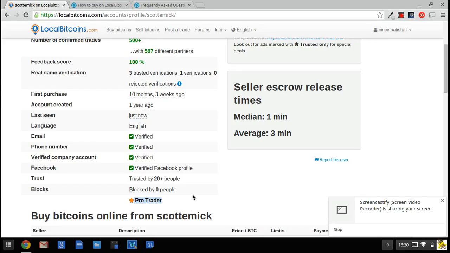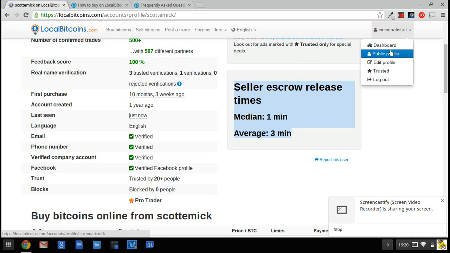LocalBitcoins gives away pro trader status for anybody that sends them booze and hookers. That means nothing anymore. And then blocks, people get blocked. As long as it's just 1, 2, 3, 4 blocks, I wouldn't really worry about it. This though, right here, seller escrow release times is really important. As you can see, Scott releases his money really fast from the time the trader pays.